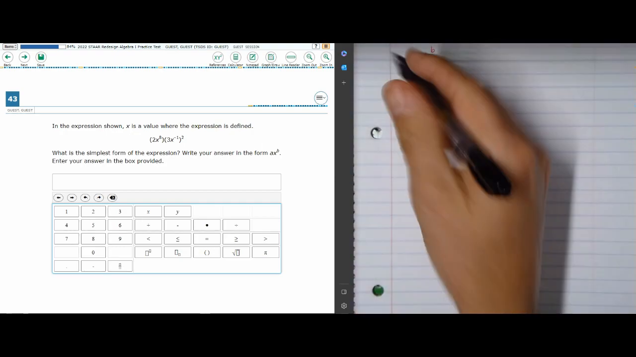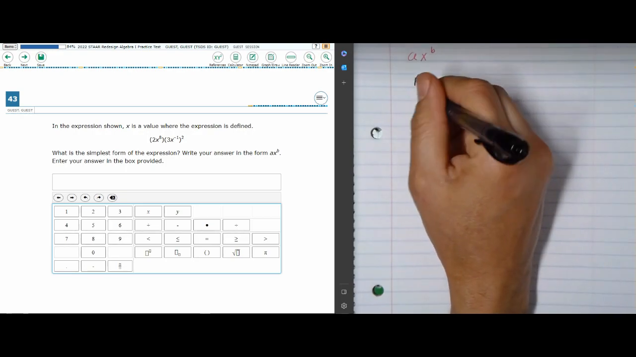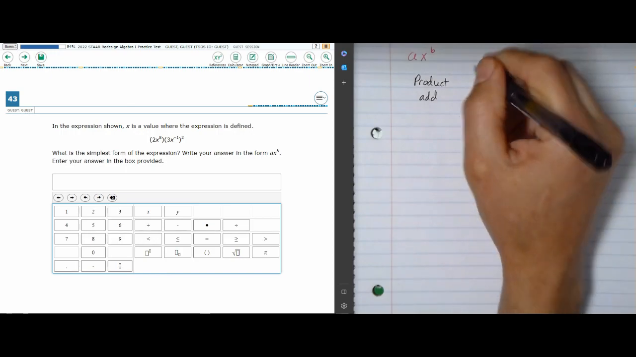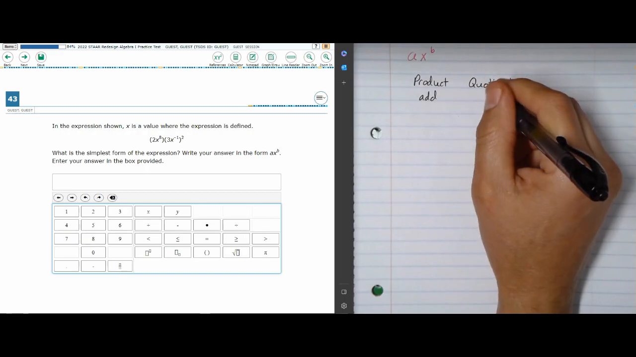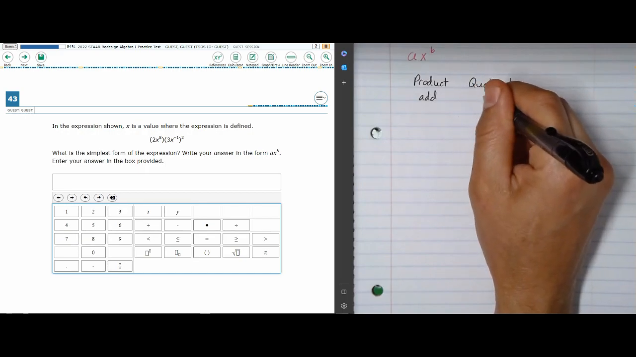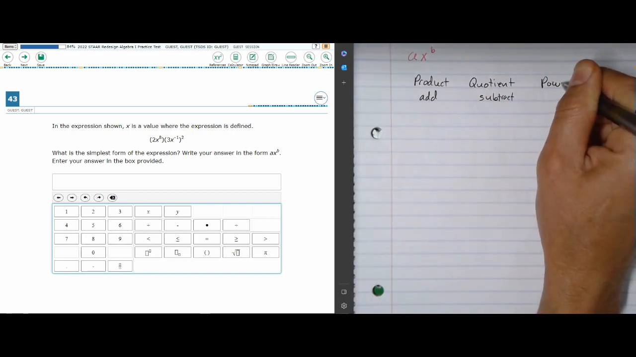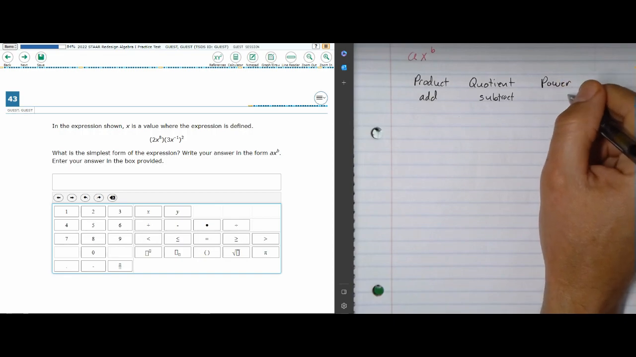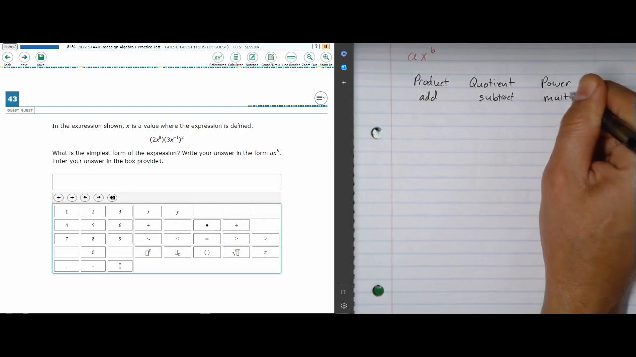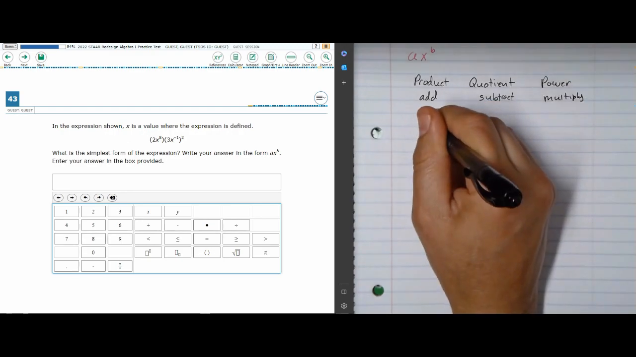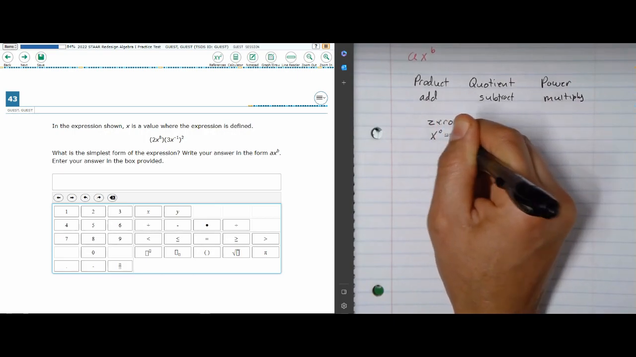Now remember, right, we have 4 different rules. We have the product rule, which says when multiplying exponents, we add powers. We have the quotient rule, which is where we're dividing exponents, and if that happens, we subtract the powers. We have the power to a power rule, which says when we have a power and we're distributing it to a power, we multiply the powers. And then we have our zero rule, where zero exponents, anything to the power of 0 is equal to 1.